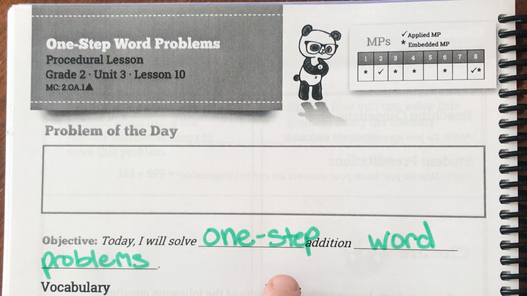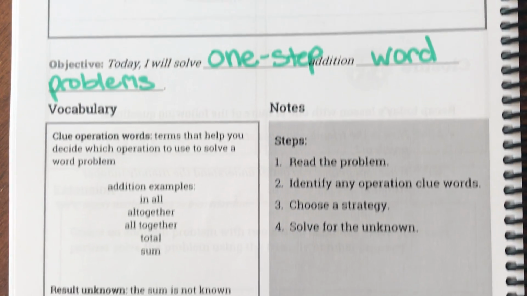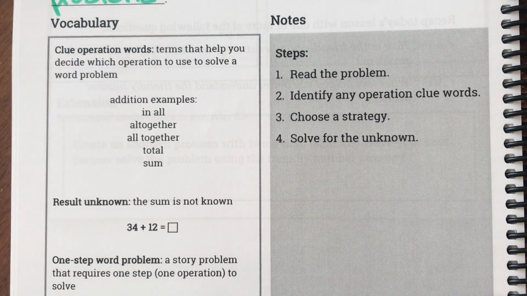Okay, one step just means that we're able to solve it by doing only one operation. And because we're in an addition unit, our one operation is going to be we're going to have to add some numbers. And the word problems mean that they're story problems. So they're not just going to give us the numbers, they're going to tell us the problem in a short story. Okay, so let's look at our vocabulary first.